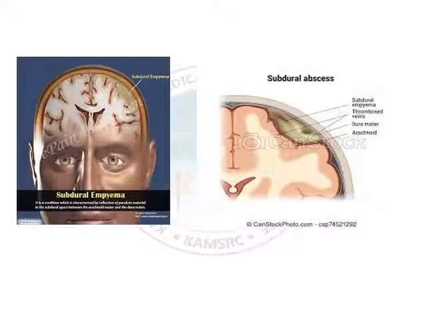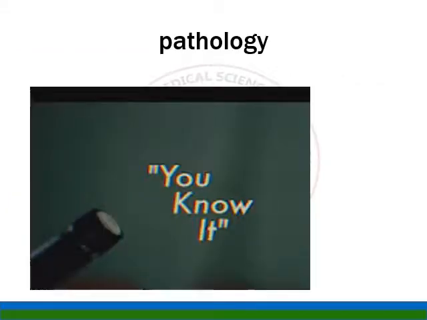Here you can see the subdural abscess. In the diagram you can see the subdural abscess between the dura and arachnoid mater. Pathology, you know very well. The infection goes via erosion of the bone, thrombophlebitis, round window, oval window, all this. For every complication the pathology will be the same.